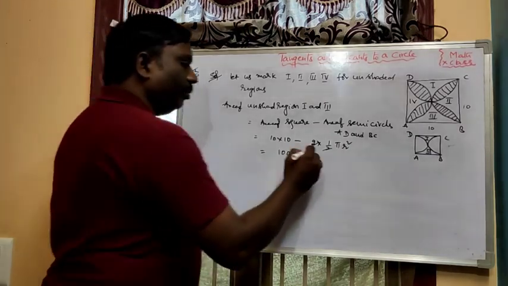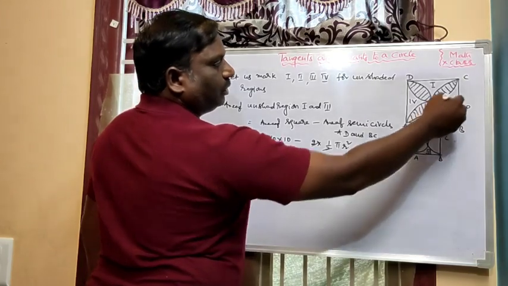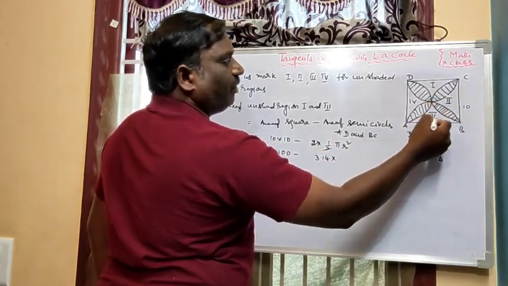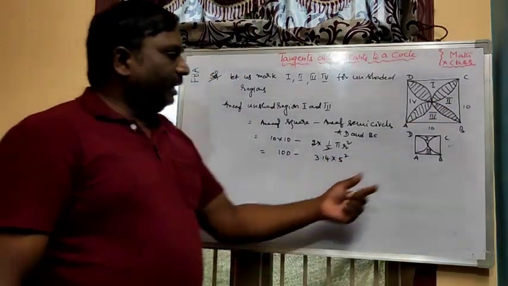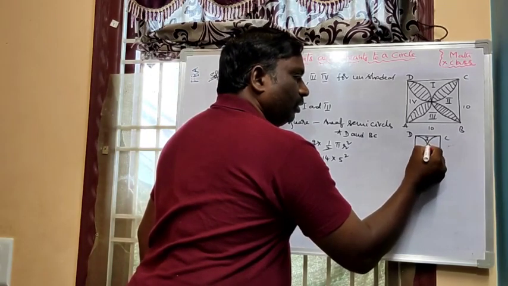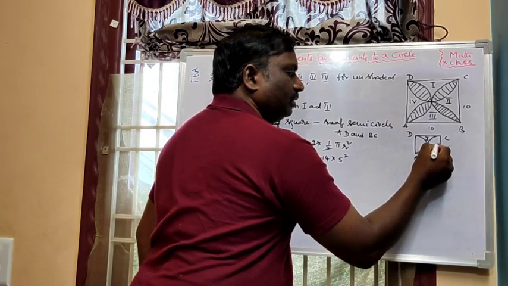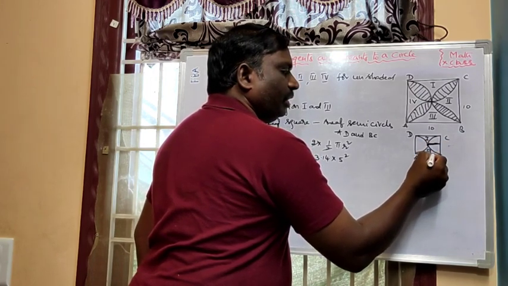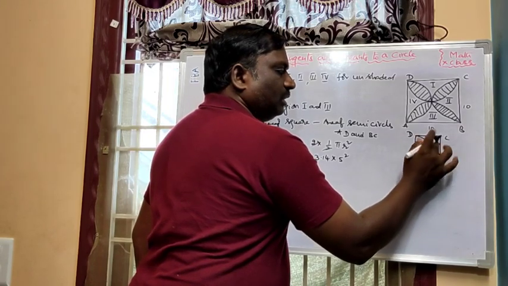Pi value we need to take as 3.14. Pi value 3.14 into radius. What is the radius? The total side is 10, then the radius from here to here is 5. 5 square. Understand? So the radius means from here to here. This is the radius of the circle or semicircle. The total length is 10, so from here to here is 5, and this is also 5.